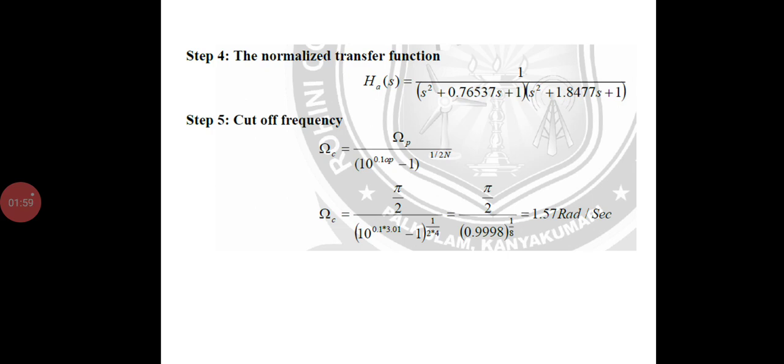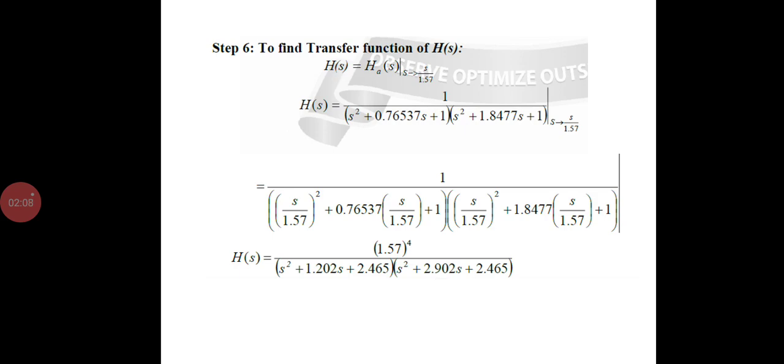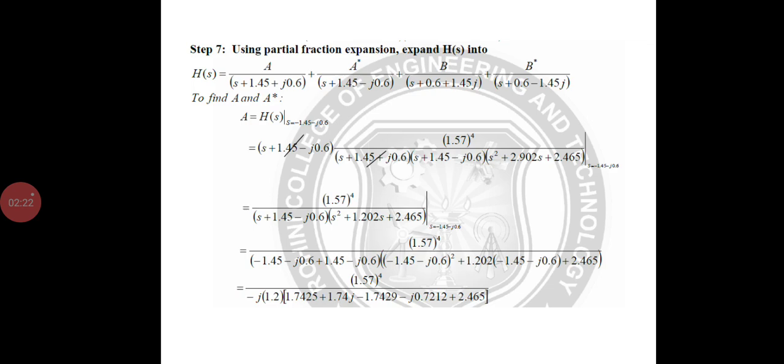by using the formula omega c equal to omega p divided by (10 to the power 0.1 alpha p minus 1) the whole power 1 by 2n. And therefore we are again finding the value, and at last we want to find the transfer function H of s. Therefore H of s equal to Ha of s at s equal to s by 1.57. Substituting the value and calculating, we get the value for H of s. That's about the design using the Butterworth filter in the analog domain.